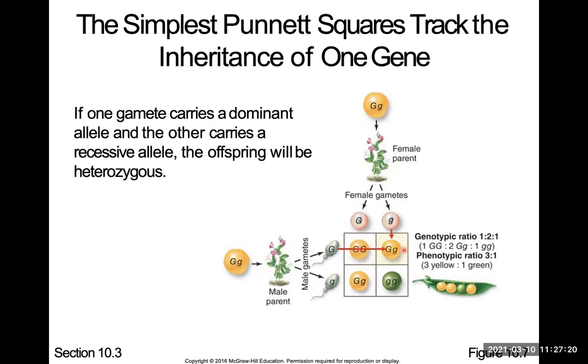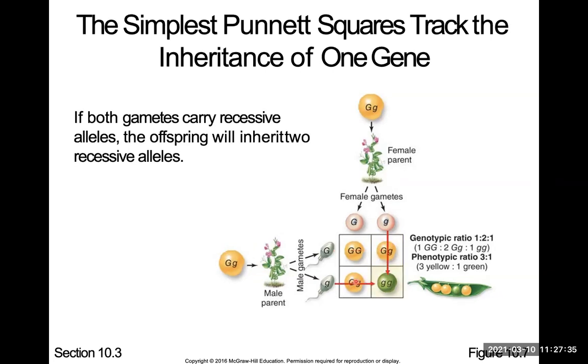But if the sperm with big G gets chosen randomly, and a little g for the female, then this is what the offspring is going to have. Offspring will be heterozygous, same thing here. But if, when independent assortment is happening, the sperm with the little g fertilizes the egg with the little g, then this is what the offspring is going to have, little g, little g.